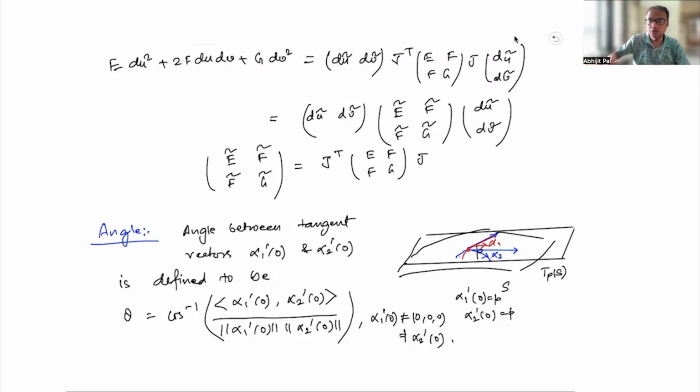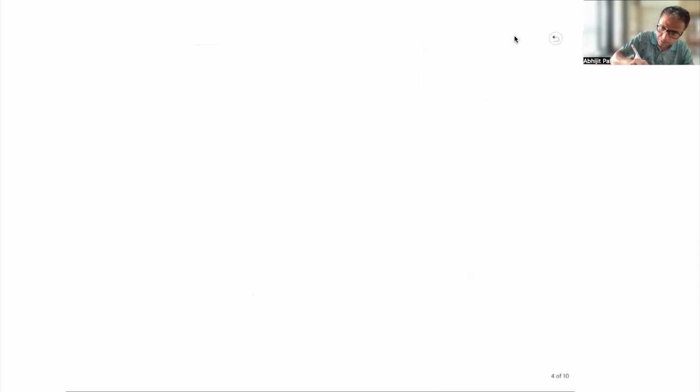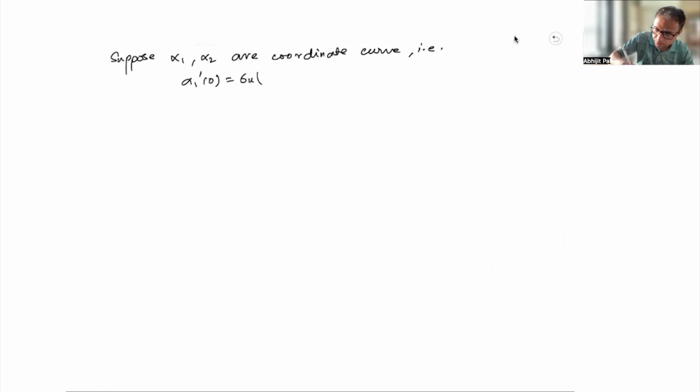Now suppose these two curves alpha 1 and alpha 2 are my coordinate curves. So that is, alpha 1 prime 0 is equal to the tangent vector sigma u evaluated at the point P, and alpha 2 prime 0 is sigma v evaluated at the point P.